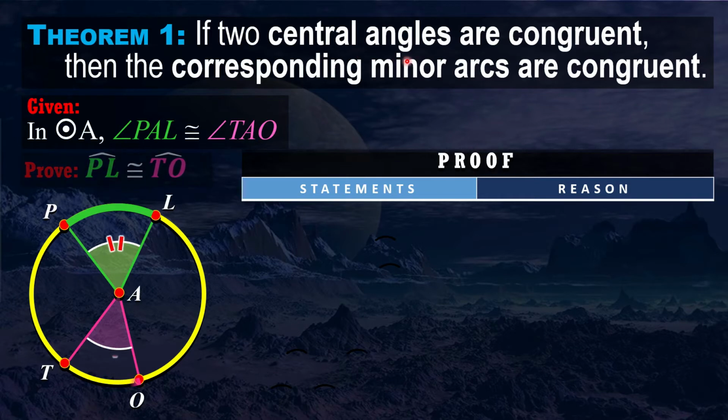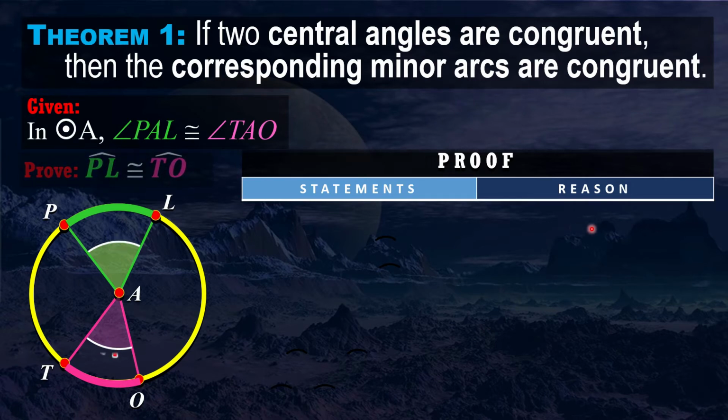If two central angles are congruent, then the corresponding minor arcs are congruent. Now, let's have some example. In circle A, angle PAL is congruent to angle TAO. Ibig sabihin, pag sinabi natin congruent, they are equal. So, tingnan natin yung illustration. Yung angle PAL, ito yon, at saka yung angle TAO, they are congruent. So, meaning, arc PL and arc TO is also congruent.